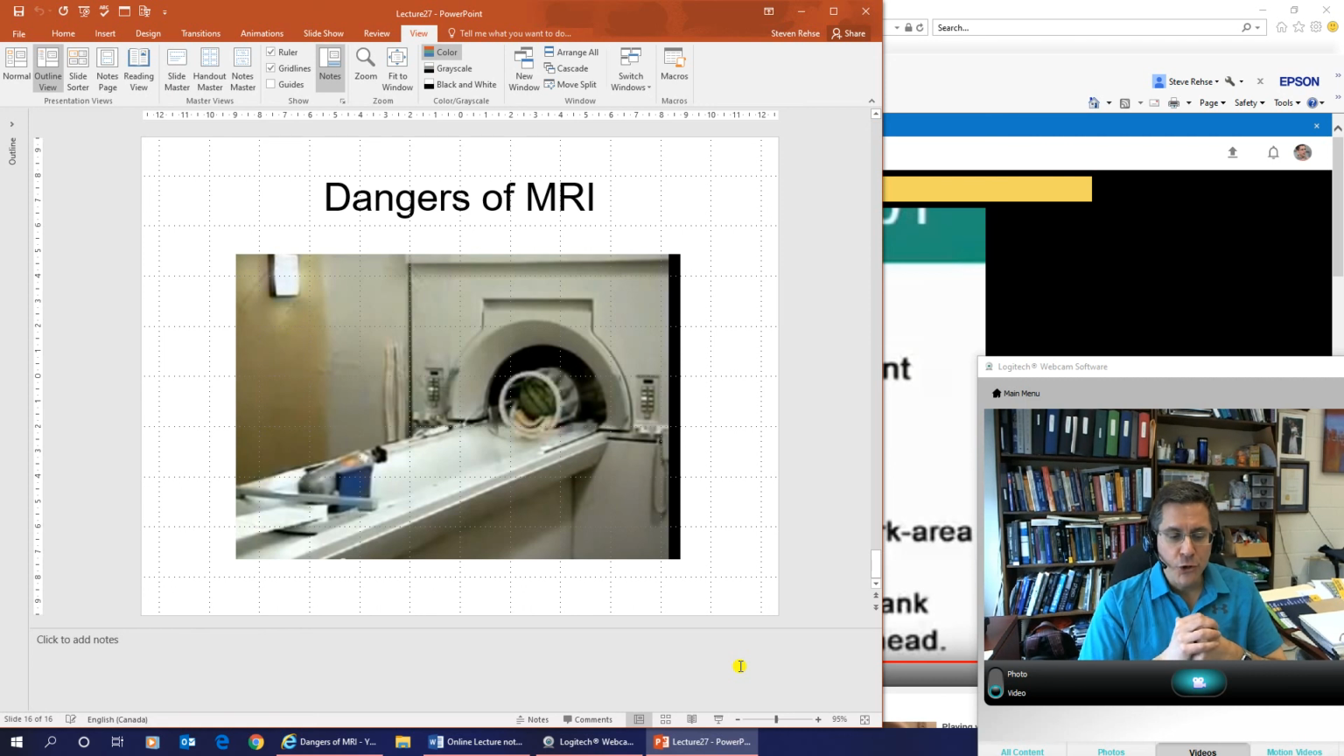Then we said danger 1 was all the magnetic fields. We said danger 2 is the RF, so you're beaming in radio frequency waves. That's like a microwave. Is that bad for a patient? Heating of tissues is possible, but of course it depends on the intensity and duration of the radio frequency waves that you're beaming in. So it just has to be monitored.